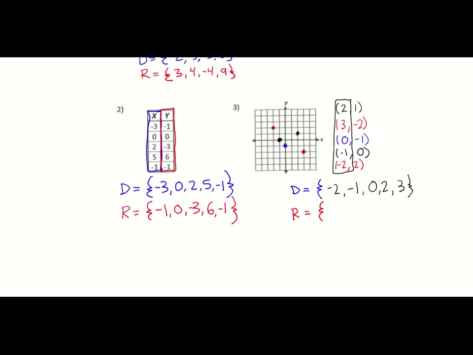And my range is going to be all of my y values. Again, I'm going to put those in order from smallest to biggest. So my smallest range is a -2, then I have a -1, a 0, a 1, and a 2. So that is how I can find my domain and my range from a graph.